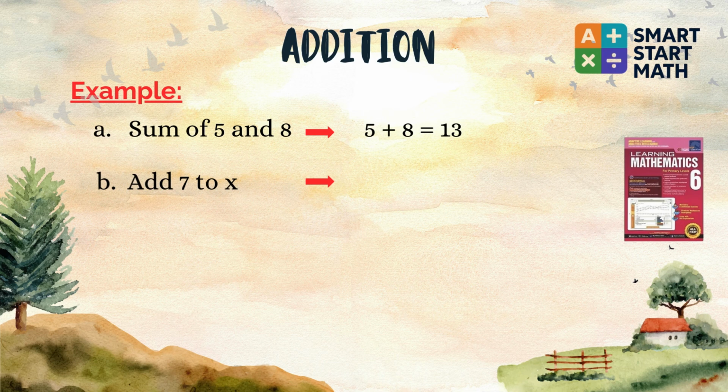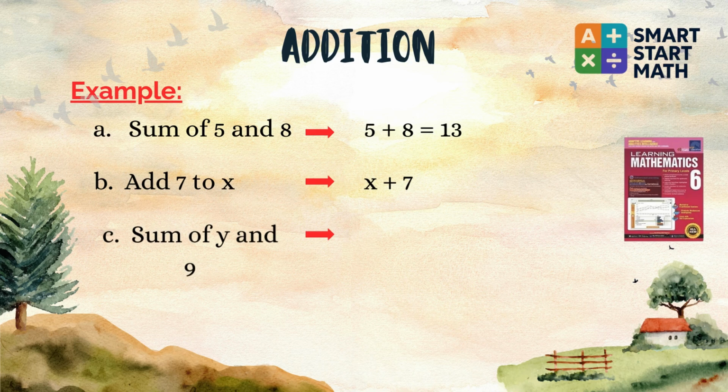This time, we're adding 7 to x. Since add means plus, we write it like this: x plus 7. When we add a letter and a number, we just write them together with a plus sign in between. Let's try one more. What is the sum of y and 9? That's right. We write it as y plus 9.